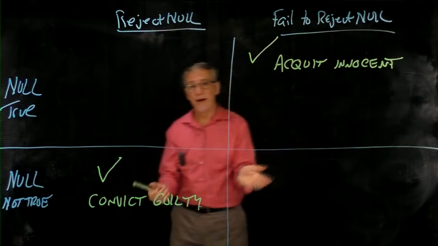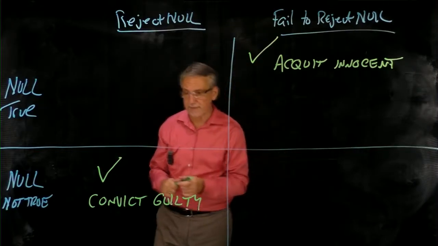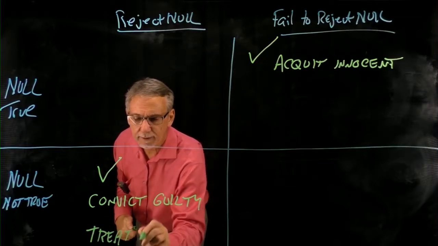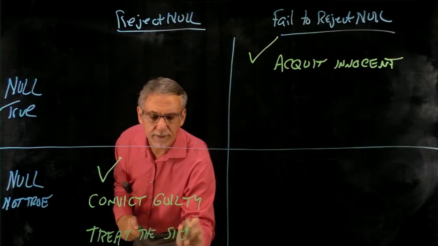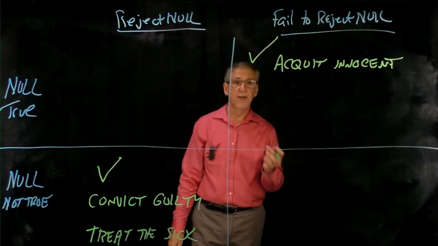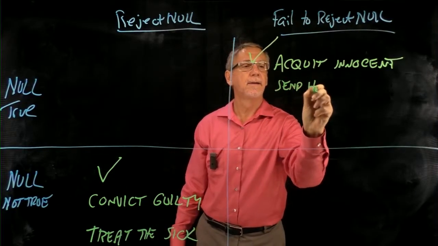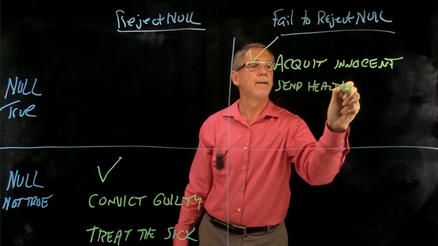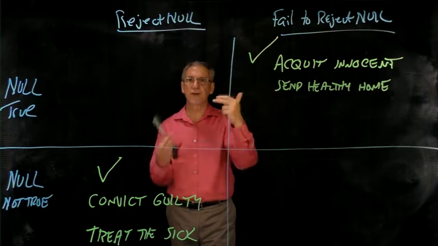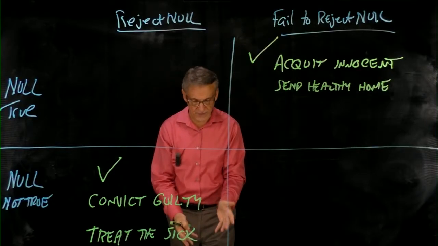Likewise, if someone walks into a hospital, the null hypothesis is that they are healthy. So we want to treat the sick if it turns out that they are, in fact, sick as they come through. But otherwise, we want to send the healthy home. Okay. So those are two kinds of activities we can do that are in the appropriate quadrant where we either accept or reject the null hypothesis going through.